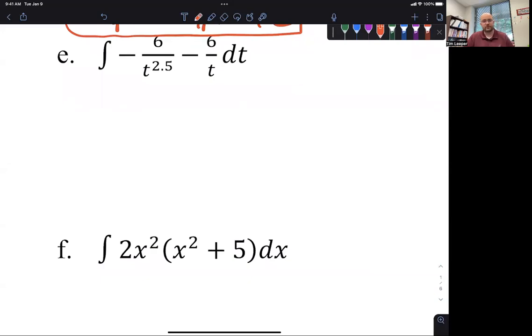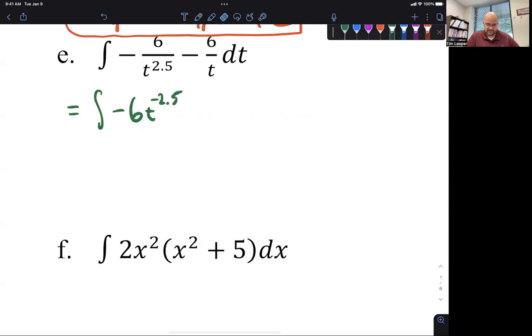Hello. In this video, we're going to continue with the exam 4 review, question 1E. So we have the integral of negative 6 divided by t to the 2.5 power minus 6 divided by t dt. Now, to deal with this, we want to go ahead and rewrite this. We still have the negative 6 there, but the t to the negative 2.5, I'm going to move to the numerator as a negative exponent. So it'd be t to the negative 2.5 in the numerator.